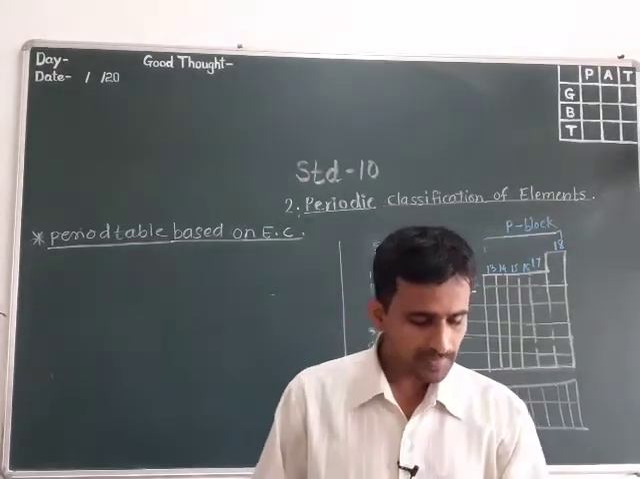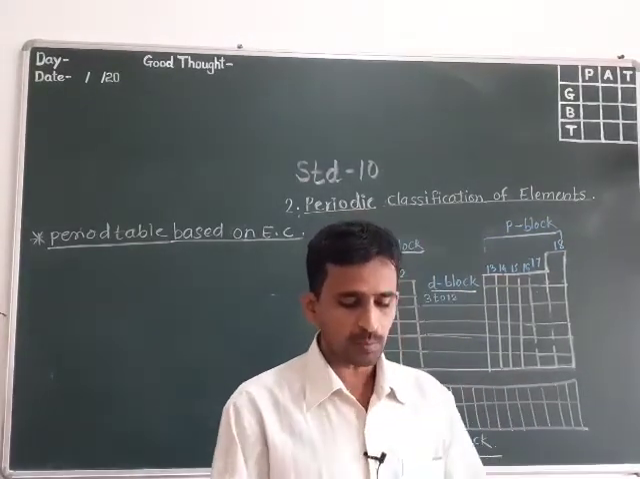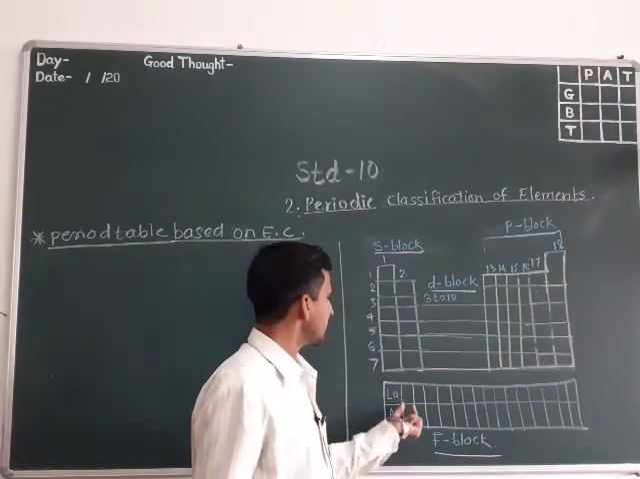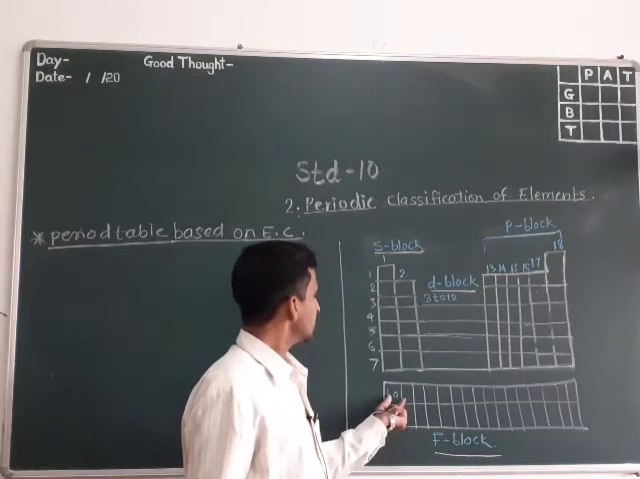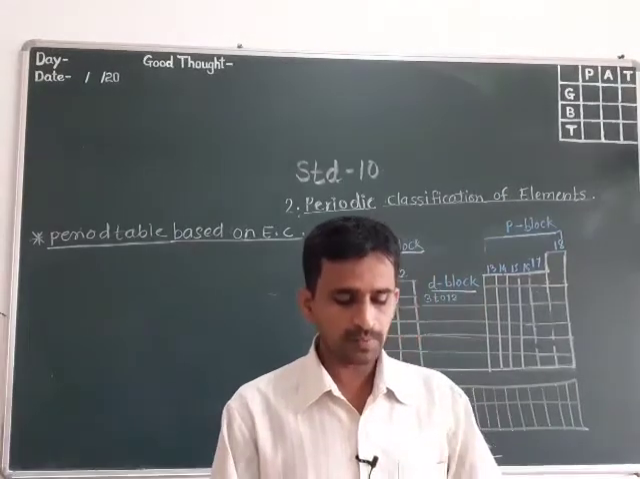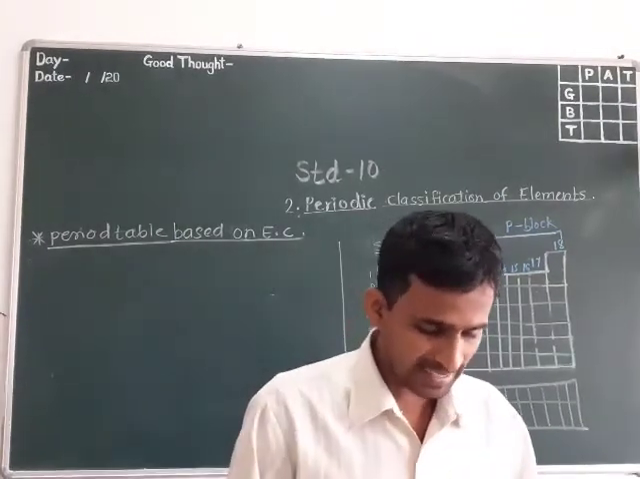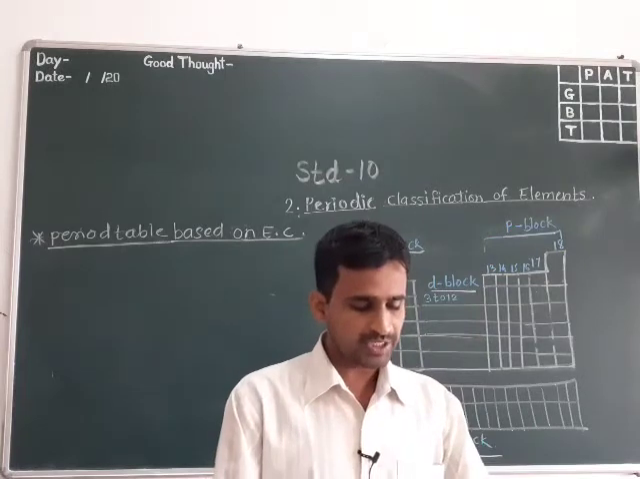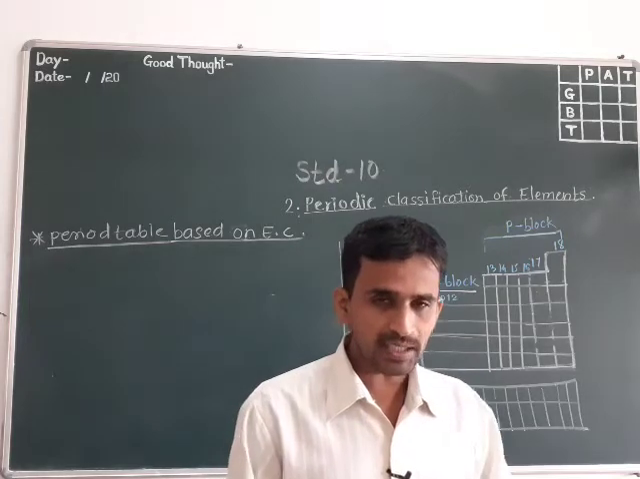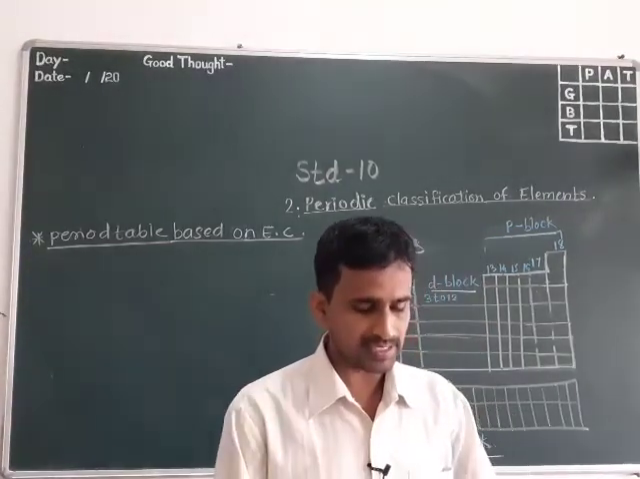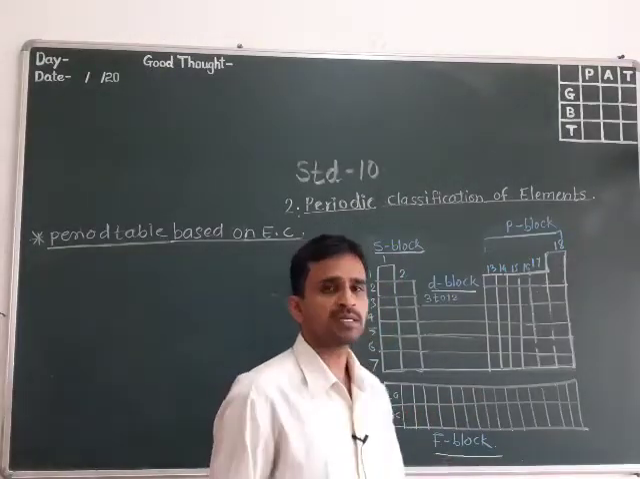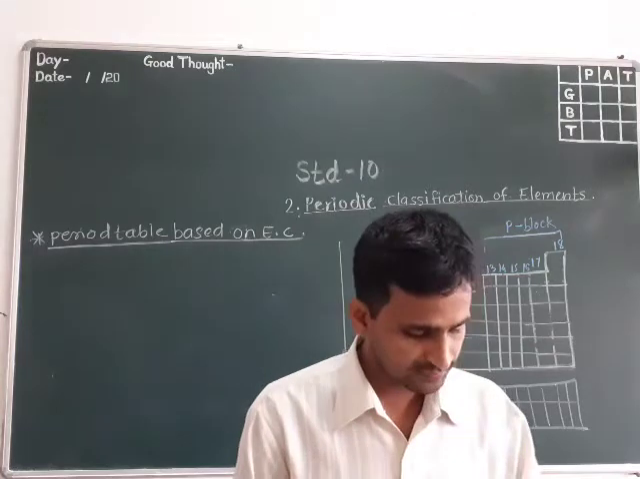Next one is F block elements. The elements present at the bottom of the periodic table, that is the lanthanides and actinides, are called F block elements. They have their outermost shell incomplete. They are called inner transition elements. All these elements, lanthanides and actinides, are metals.